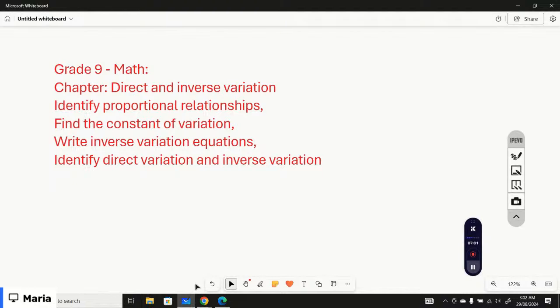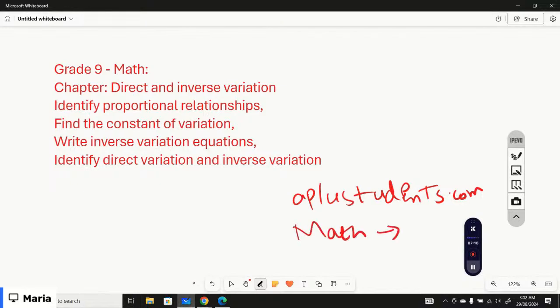You can find all the lessons on aplusstudents.com. You have to log in there using your email address and password as provided by the administrator. Then you have to select math from the subject tab, scroll down to grade 9 and then click on view all lessons. There you can find a list of the chapters. We're going to start with the chapter direct and inverse variations.